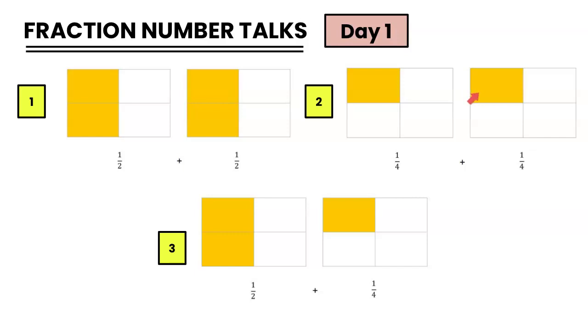But again, what we see is that we can move this one piece over with its friend, and we will then have a half of an entire whole. And so the answer to the second one would be 1/2.